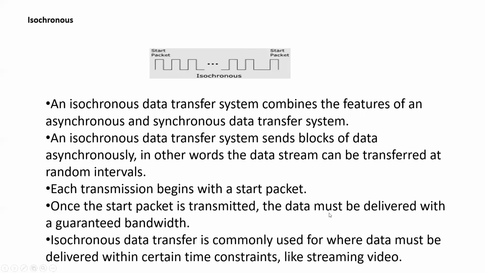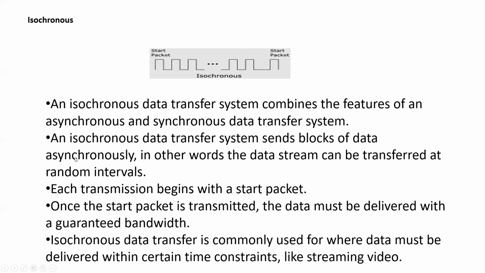Next is the isochronous communication. In this, there must be a start packet and, sorry, the figure is wrong here, it must be a stop packet. So it is in between. An isochronous data transfer system combines the features of what? It is a hybrid communication technology which incorporates the features of asynchronous and synchronous data transfer systems.